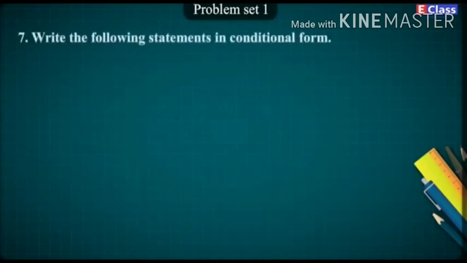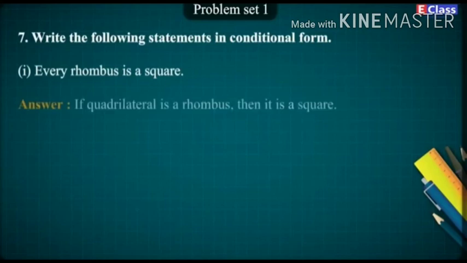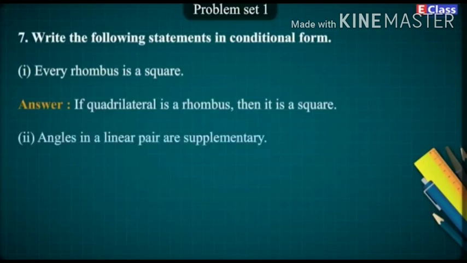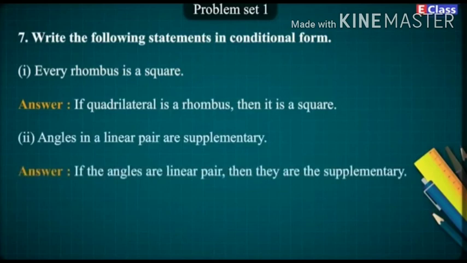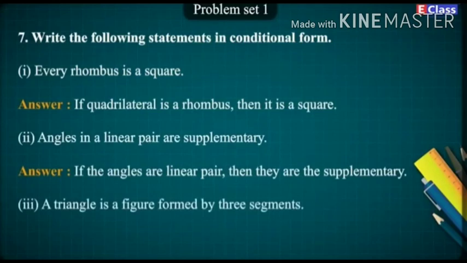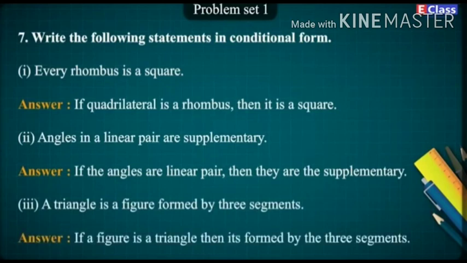7. Write the following statements in conditional form. 1. Every rhombus is a square. Answer. If a quadrilateral is a rhombus, then it is a square. 2. Angles in a linear pair are supplementary. Answer. If angles are a linear pair, then they are supplementary. 3. A triangle is a figure formed by 3 segments. Answer. If a figure is a triangle, then it is formed by 3 segments.